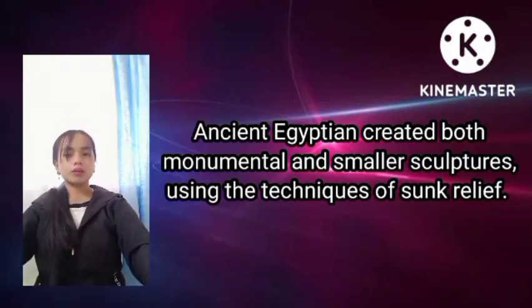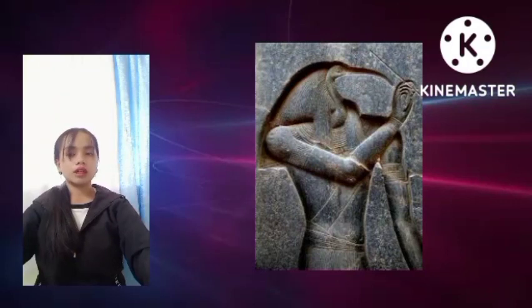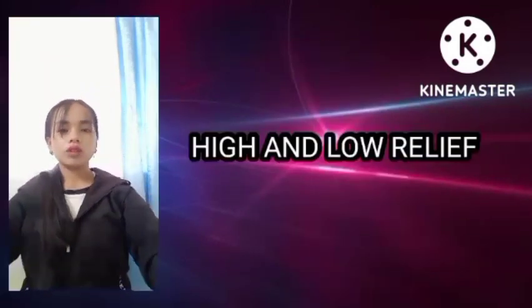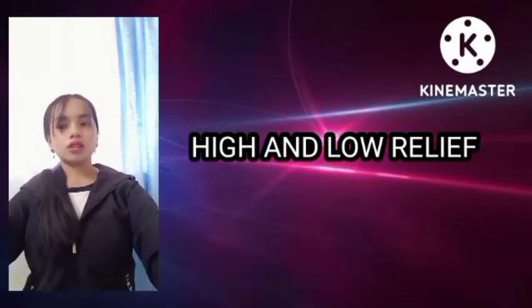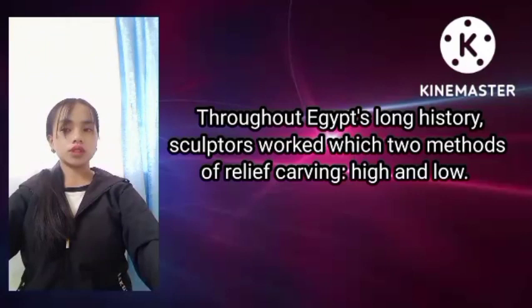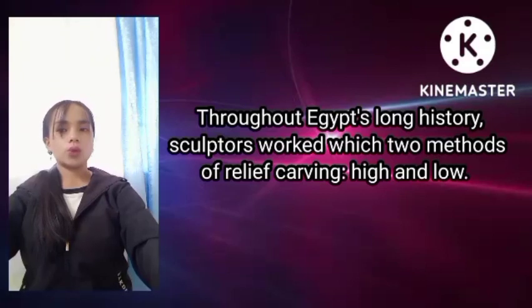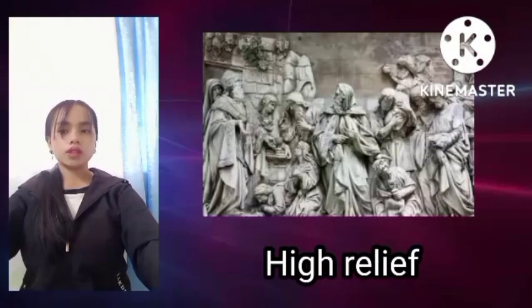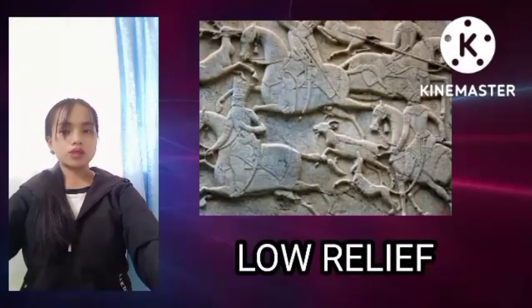Ancient Egyptians created both monumental and small sculptures using the technique of sunk relief. In this technique, the image is made by cutting the relief sculpture into a flat surface set within a sunken area shaped around the image. What are high and low relief? Throughout Egypt's long story, sculptors worked with two methods of relief carving, high and low. High reliefs were carvings that stood out from the surrounding surface, which had been cut away. Low reliefs were images that were cut or sunk into the surface material.